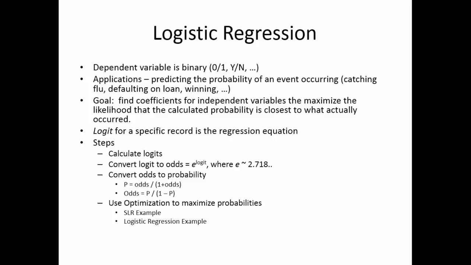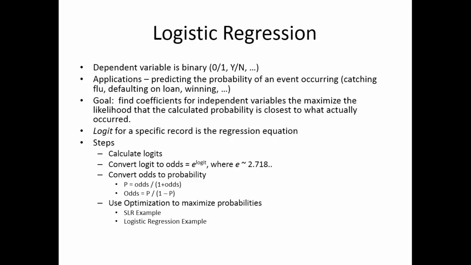Regular regression will give you numbers bigger than 1 or less than 0, or in between, and it's just not appropriate. So when your dependent variable is clearly binary, then logistic regression is the tool you should use. You can use it to predict the probability. What logistic regression does is give you a formula, or an equation, that you can use to predict the probability of a specific event occurring.